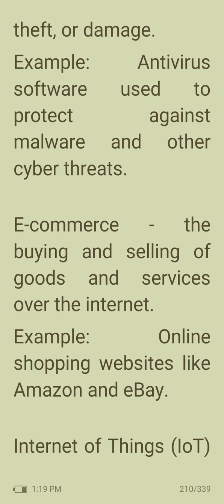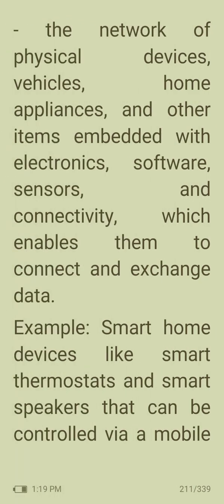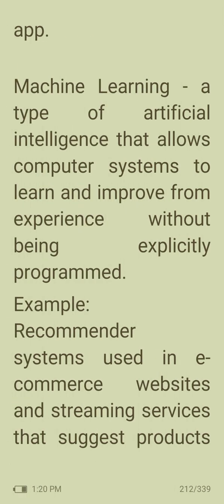Internet of Things, IoT, the network of physical devices, vehicles, home appliances, and other items embedded with electronics, software, sensors, and connectivity, which enables them to connect and exchange data. For example, smart home devices like smart thermostats and smart speakers that can be controlled via a mobile app.